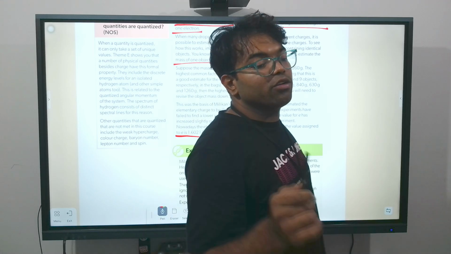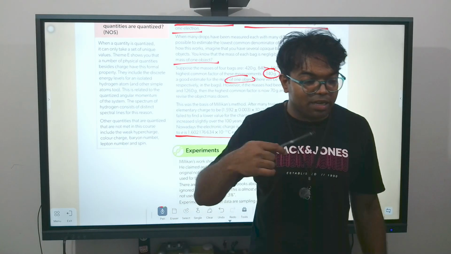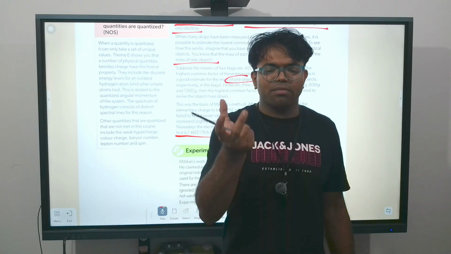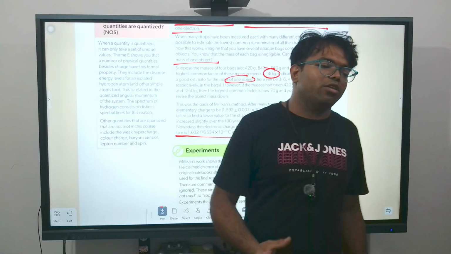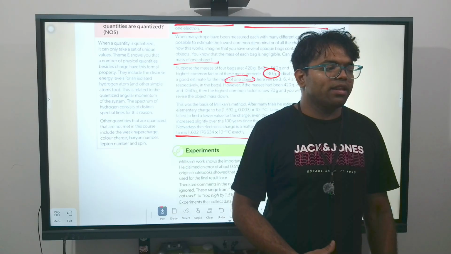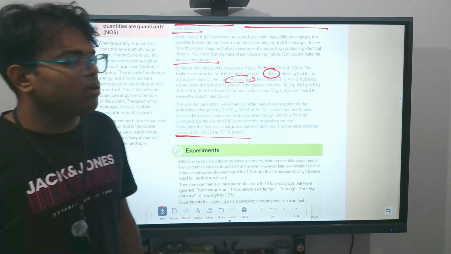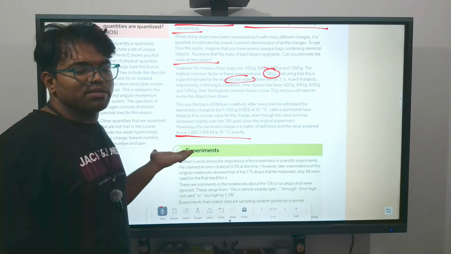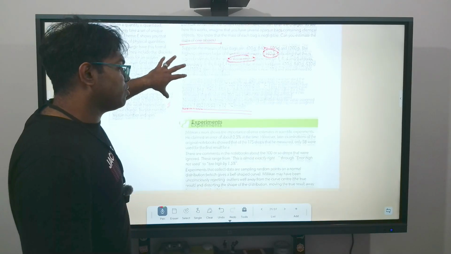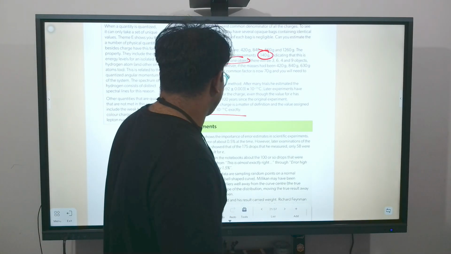So Millikan was able to figure out the charge of an electron by conducting various experiments. He did this experiment again and again, and every time he figured out there was some factor that was common. The lowest value that was possible was calculated by Millikan, and when the technology improved, they figured out that he was slightly wrong, by a factor of 0.0 something. So now the exact value is 1.6 into 10 to the minus 19 coulombs. Understood? Okay, this is Millikan's oil drop experiment.